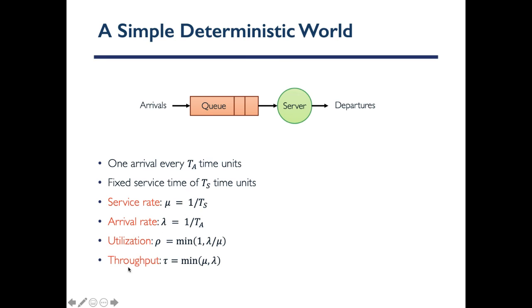And then the throughput is the minimum of mu and lambda, because you might have a very fast service time, let's say 2 seconds per request. But if you get one request every 10 seconds, then most of the time you're idle. So your throughput becomes the minimum of the two. It becomes one request every 10 seconds, because that's your arrival rate.